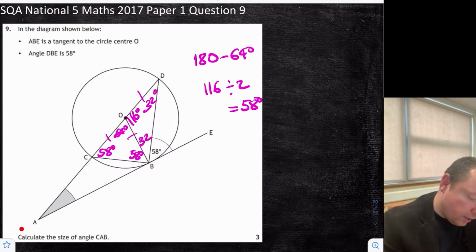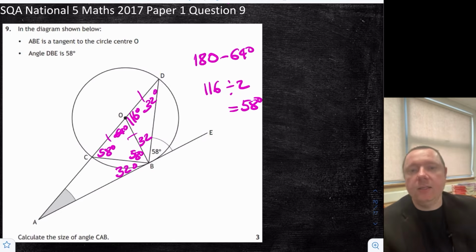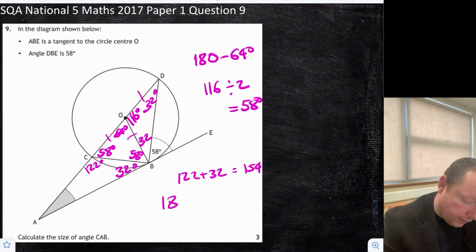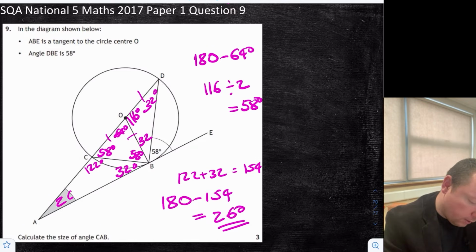Radius meets tangent at right angles, so these two add up to 90, so that gets me back to 32 down here. I know that these two add up to 180, so I can do 180 minus 58, which is 122. And then finally, 122 plus 32 makes 154. 180 minus 154 is 26 degrees for our final mark.